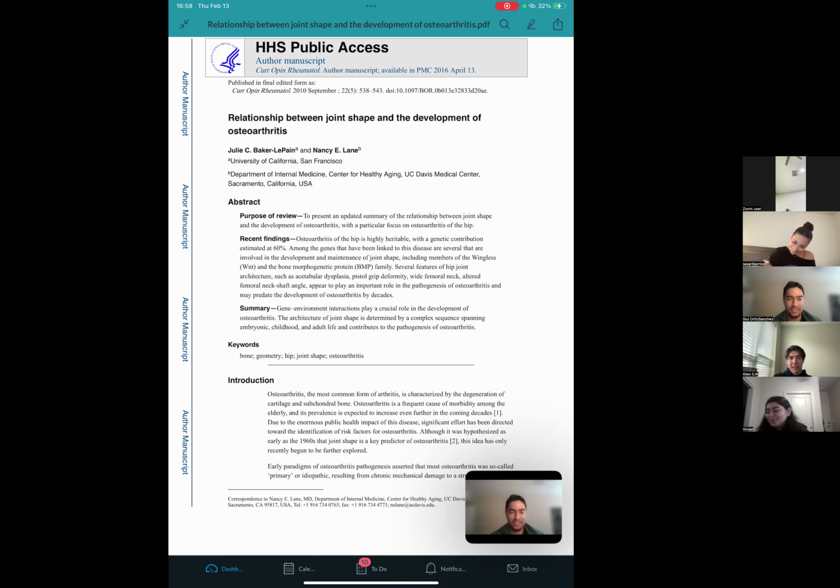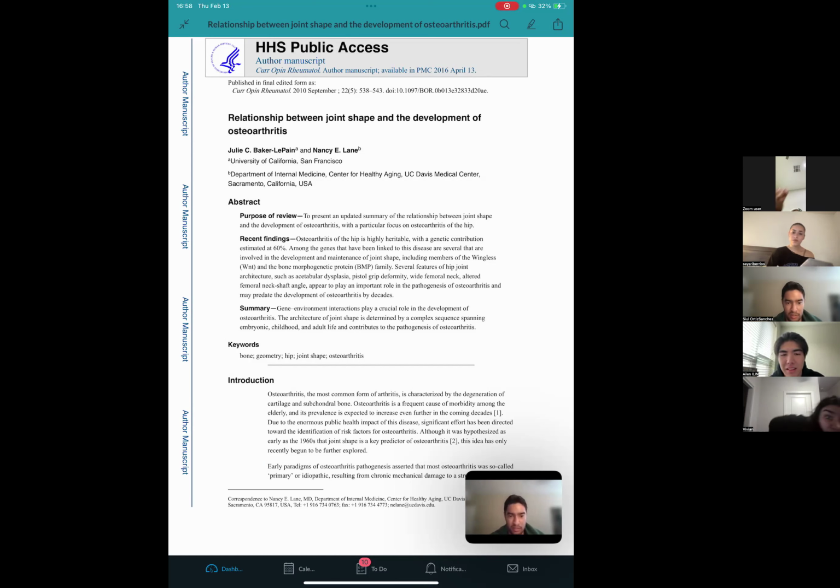All right. So, relationships between joint shape and the development of osteoarthritis. Purpose of review: to present an updated summary of the relationship between joint shape and the development of osteoarthritis, with a particular focus on osteoarthritis of the hip. Recent findings: osteoarthritis of the hip is highly heritable with a genetic contribution estimated at 60%.